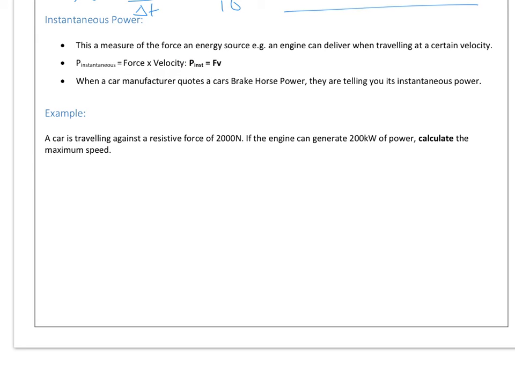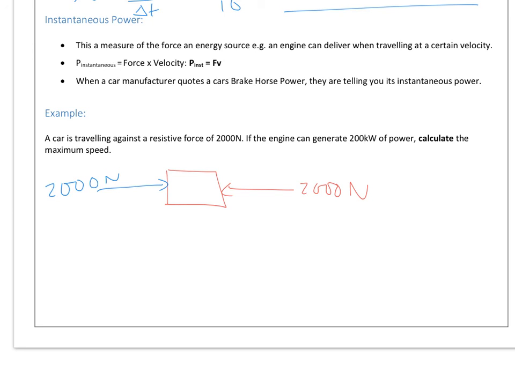We've got a car travelling against a resistive force of 2,000 newtons, and the engine can produce 200 kilowatts of power. Calculate the maximum speed. The key to this question is realising that at maximum speed, acceleration is 0, because if it wasn't, it would keep increasing its speed. So if we think of this car, we've got a 2,000 newton resistive force acting against it. And if it's not accelerating, that means the engine is producing 2,000 newtons. That's why it's not accelerating. The resultant force is 0.